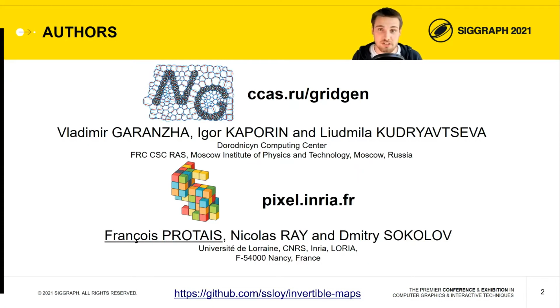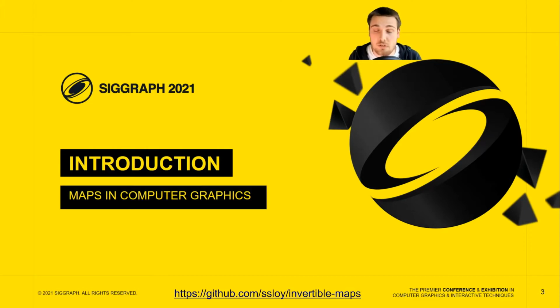This work is a joint effort between the GridJet team from Moscow, Russia, and the Pixel team from Nancy in France. The goal of this talk is to compute maps without foldovers. Let's see what it means.